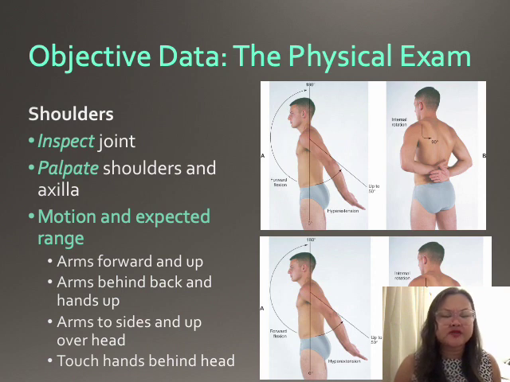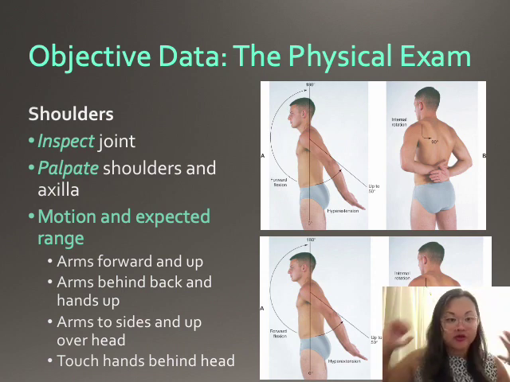Look for any signs of spasm or atrophy of the muscle, any swelling, any heat. You're looking for any redness, and you're palpating both front and back of the person, making sure that you're checking bilaterally. Some of the motions that you might want to test for range of motion are arms forward and back, up and down, side to side. You're doing circumduction, and you might actually have them put their hands behind their head.